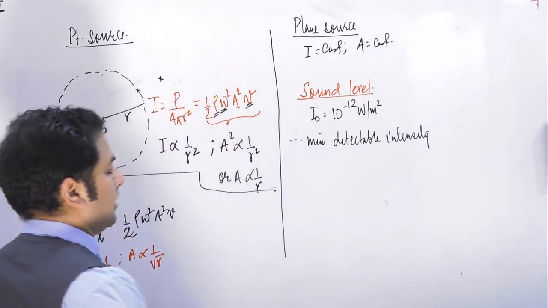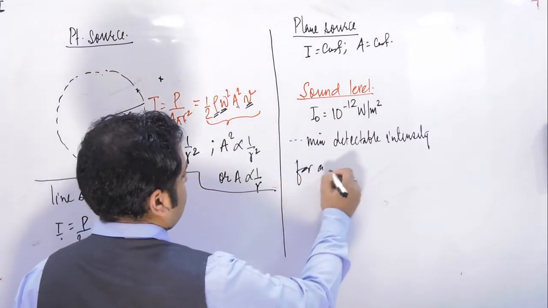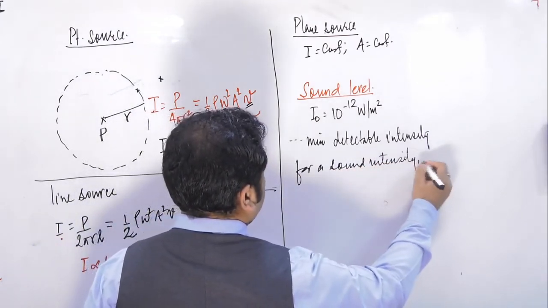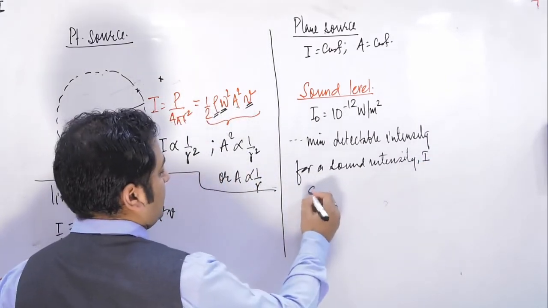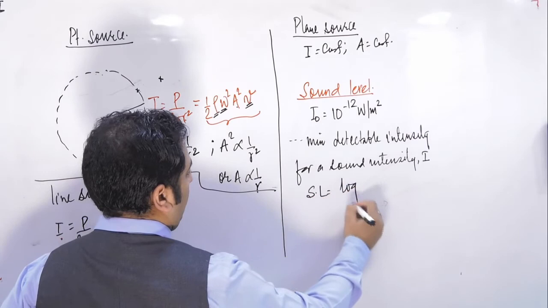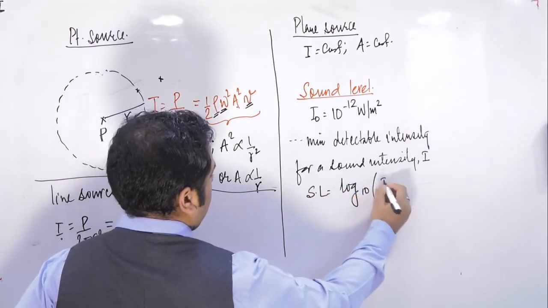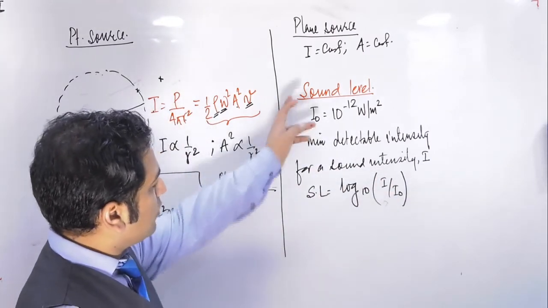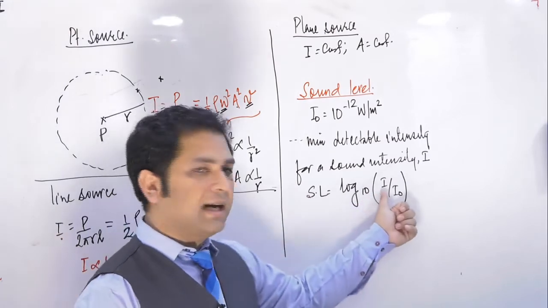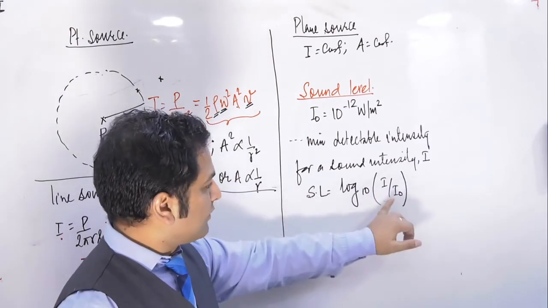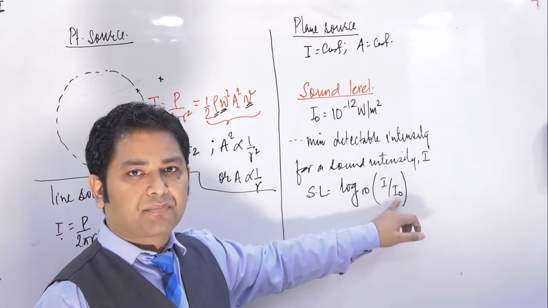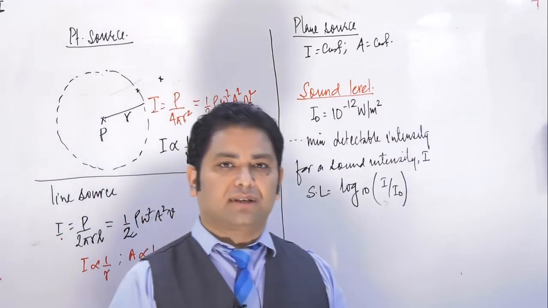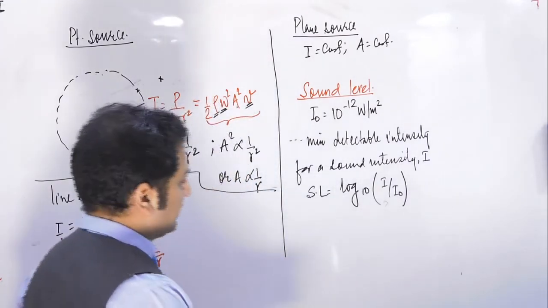Now we define it for sound intensity I. Suppose I have a sound intensity I, how much will be the sound level? That is log base 10 of I divided by I naught. So this is how we define the sound level for an intensity I. It's always divided by a constant I naught, and I is the intensity whose sound level you're interested to calculate. We'll see with a numerical, do not worry.